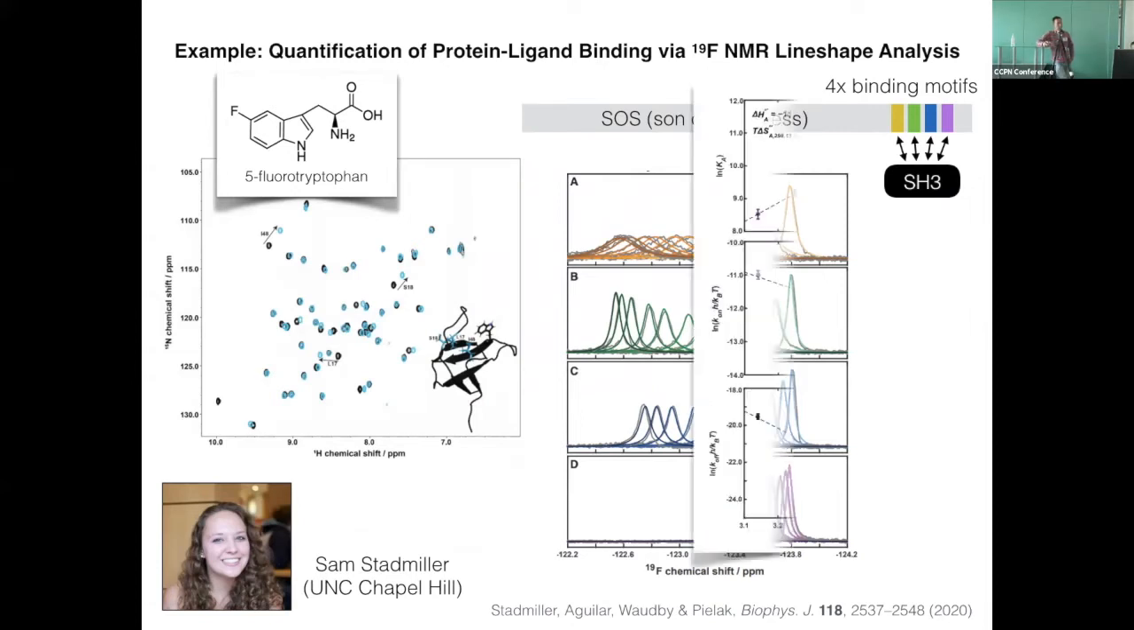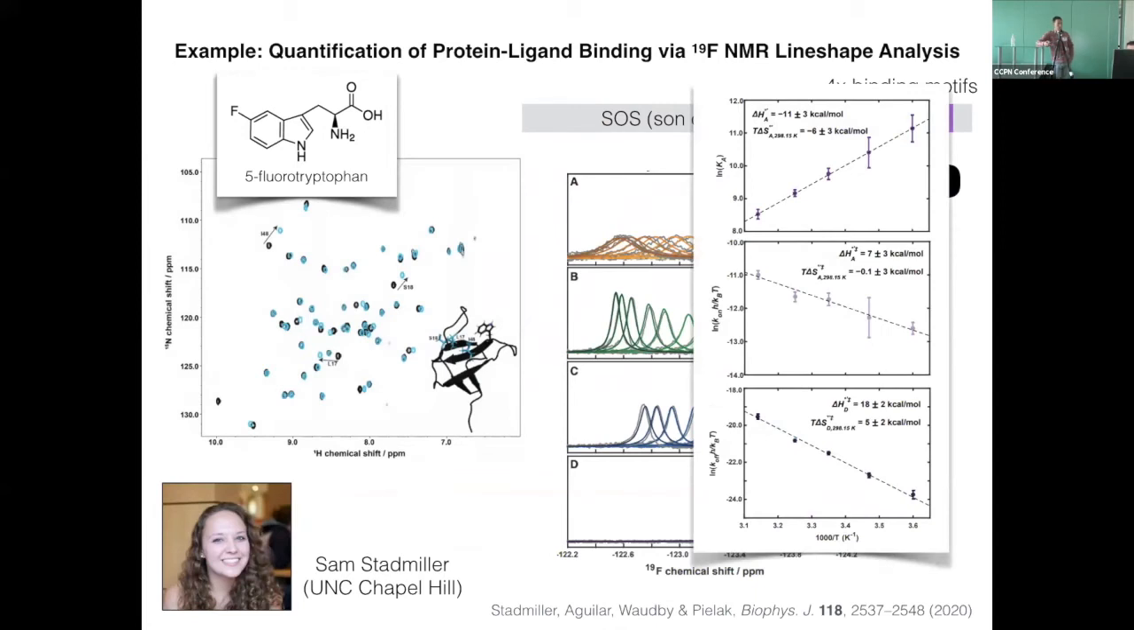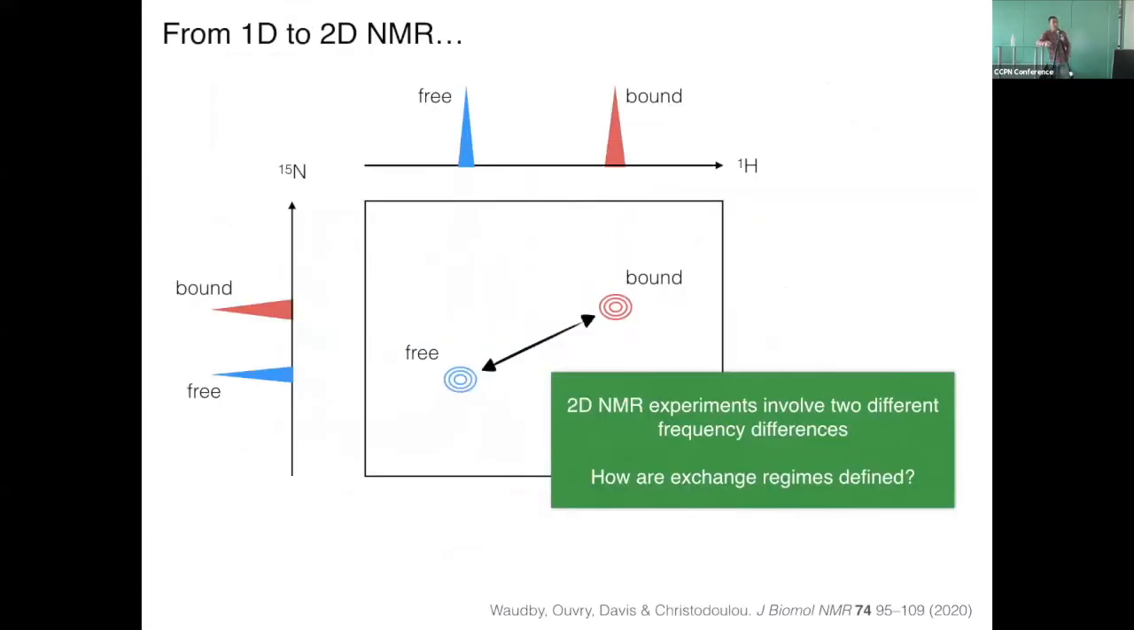However, for 2D NMR, things are a little bit more complicated because you have to consider how we can define exchange regimes. We have two frequency differences involved in the simplest 2D experiment. What is fast exchange? What is slow exchange in a 2D experiment where you may have a large frequency difference in one spin and a smaller frequency difference in another spin state?